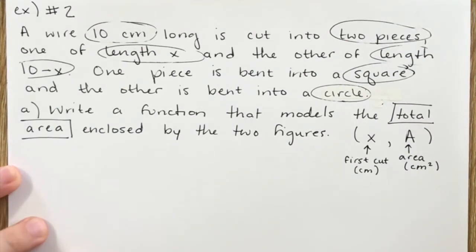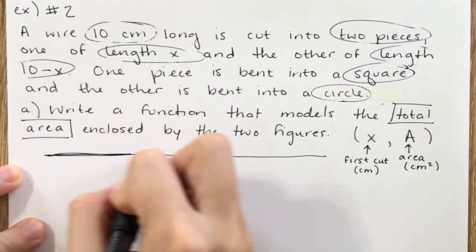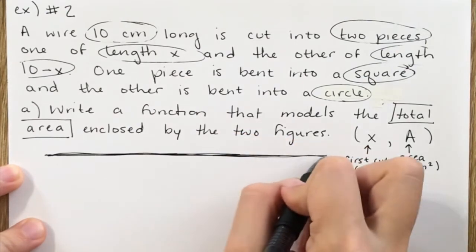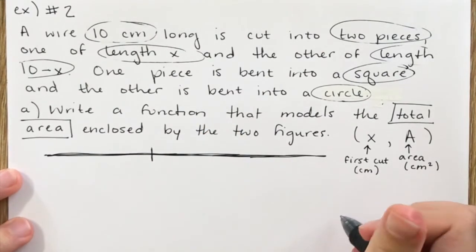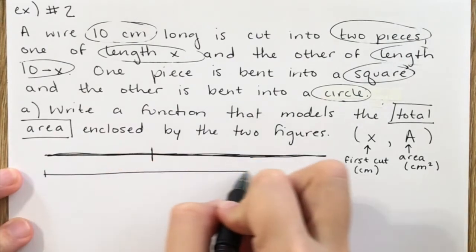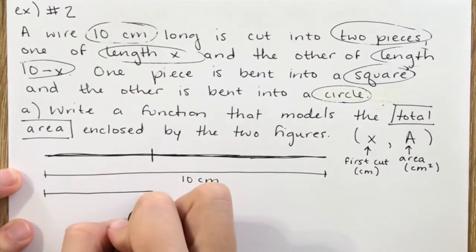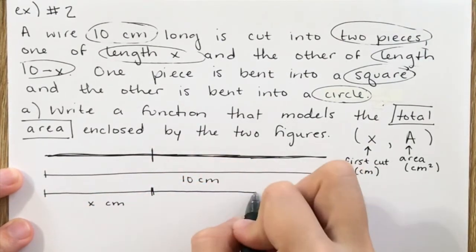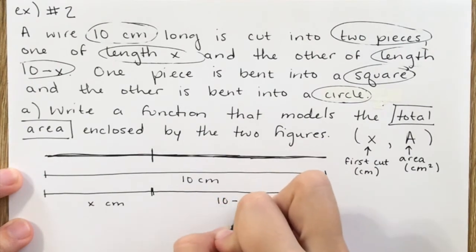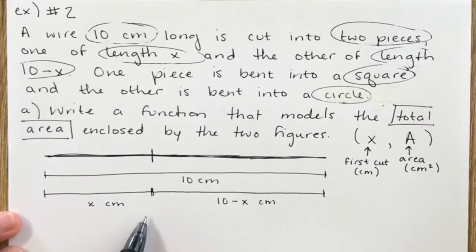Okay, let's draw a diagram. I'm going to draw this one pretty big. So that's our wire. And we've cut it, I don't know, I'm just going to say there. So the whole thing all together is 10 centimeters. This length is x centimeters, and this length is 10 minus x centimeters, right? It's what's left over. We took this first part and we bent it into a square.